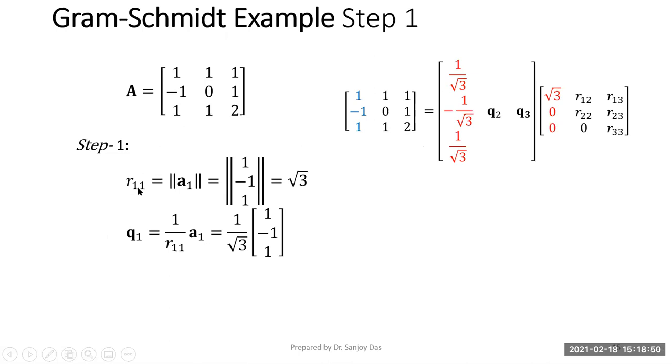So this is my A. Step 1, I use A1. This is 1, -1, 1. And R11, let's ignore this for now. R11 is the L2 norm of this, A1. 1, -1, 1. The L2 norm of this is square root of 3. And Q1 is 1 over R11, which is 1 over square root of 3 times A1, 1, -1, 1, which is this. So this is my Q1, and this is my R1. And these are all zeros. So I found these values now.